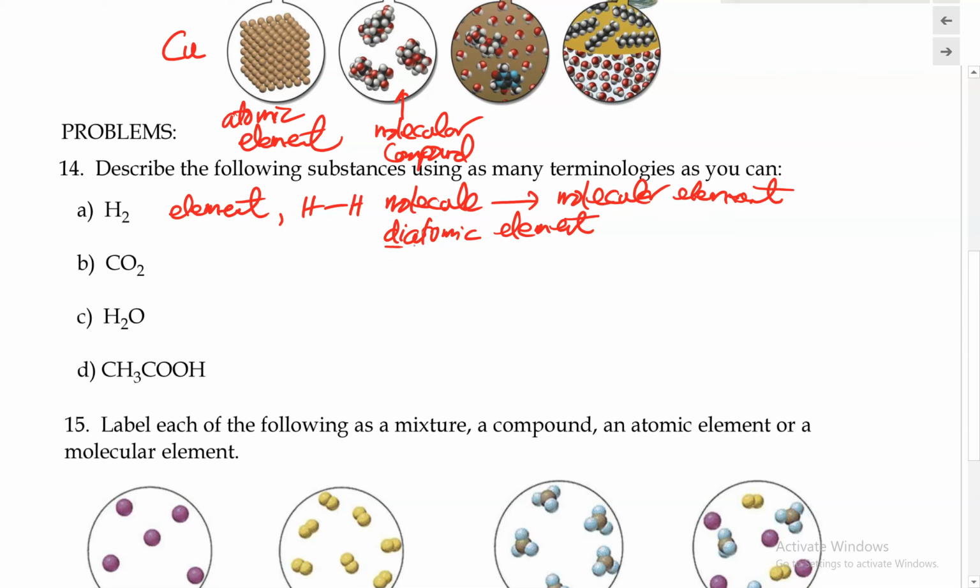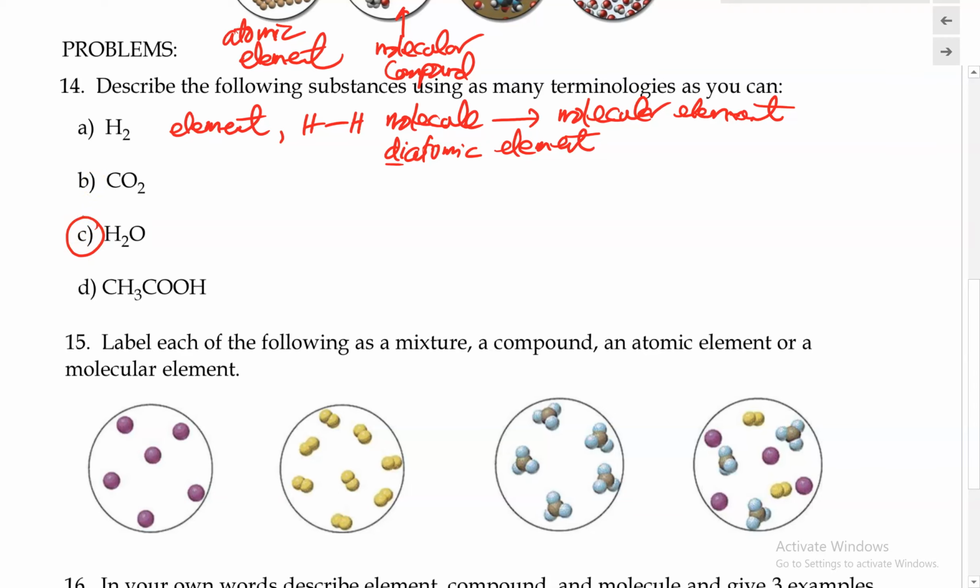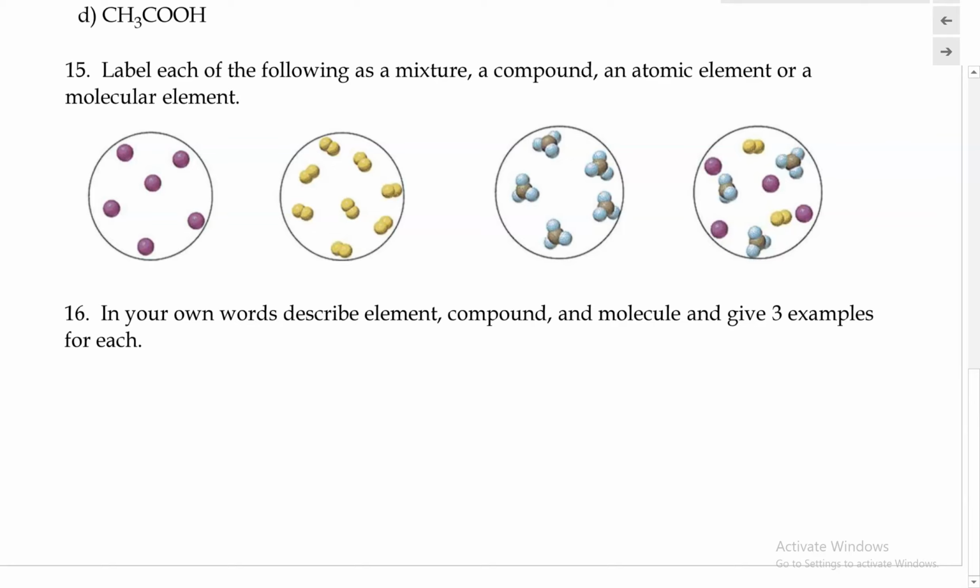And now let's try another example with water. So water, clearly we can describe this with the word compound, right? Because it consists of 2 different atoms bonded together. And we can also use the word molecule to describe water as well. So therefore, combining these 2 words together, we can call this a molecular compound. Okay, so please try the rest of this other example.